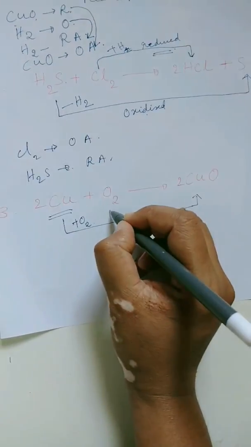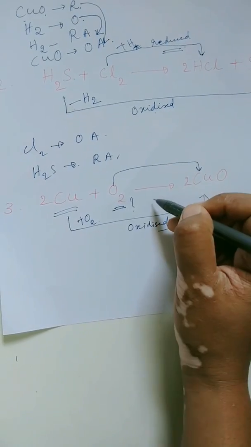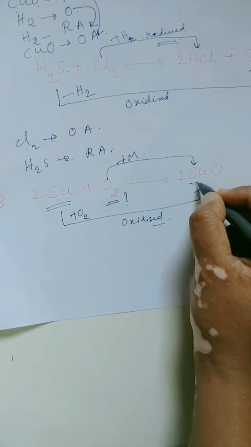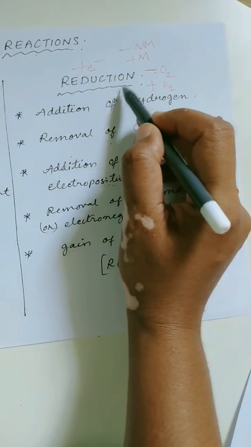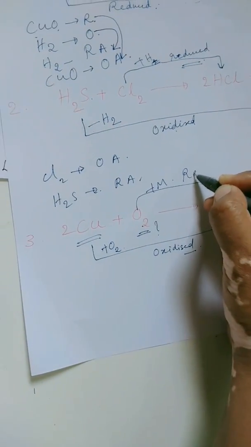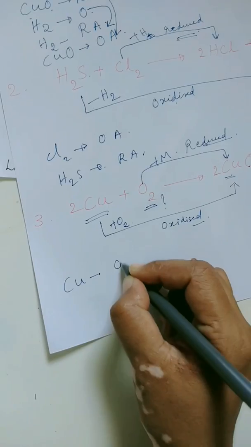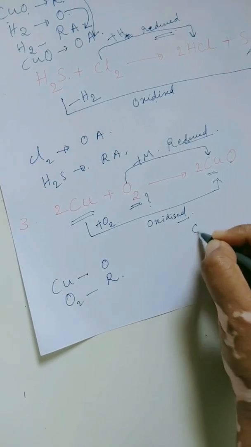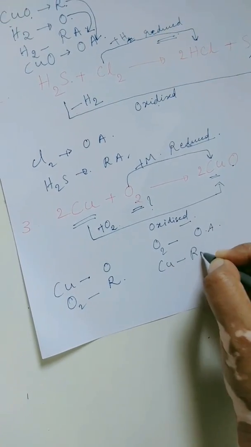But what about oxygen here? Oxygen is changing to CuO. That means what is happening here? A metal is added to oxygen, right? Cu is added to oxygen. So if a metal is added to oxygen, then, see here, addition of a metal is nothing but reduction. So I can say that oxygen is getting reduced. Now Cu is getting oxidized, oxygen is getting reduced. Now what will be the oxidizing agent? Good, it is oxygen, and Cu will become the reducing agent.